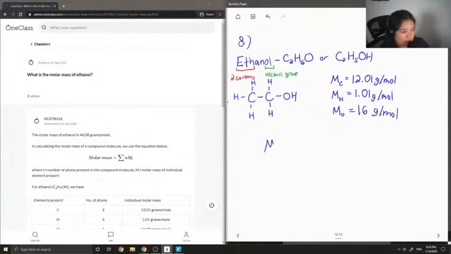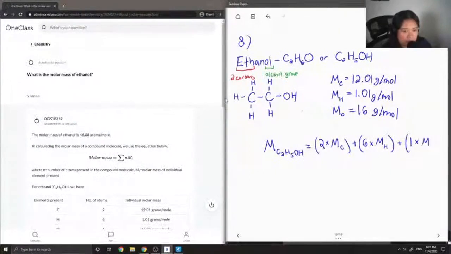So finally, if we wanted to find the total molar mass of ethanol, so molar mass of C2H5OH, it is going to be the molar mass of carbon times 2, plus the molar mass of hydrogen times 6, since there are 6 hydrogen atoms in ethanol. And then finally, it's just 1 times the molar mass of oxygen, since there's only 1 oxygen atom in ethanol. Now I'm going to sub in the values.